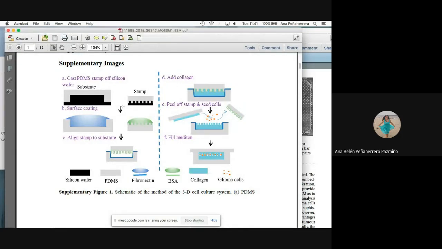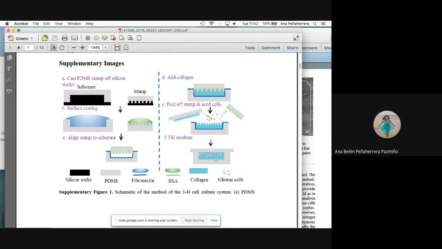So they use photolithography to produce the PDMS stamps, and then coat the surface with fibronectin, which is represented in blue for the PDMS stamp. And then they also fabricate this other PDMS stamp, and they functionalize it with BSA, as is represented here in green. After that, they align the two PDMS stamps, and they fill these with collagen.